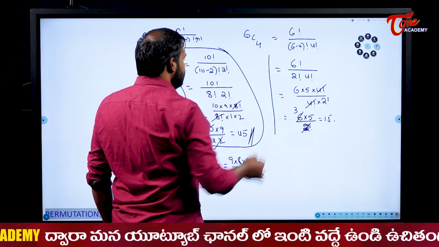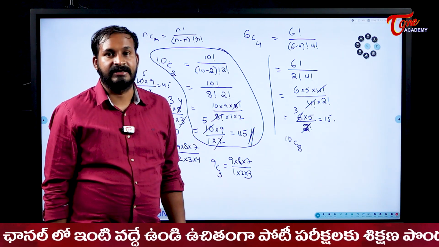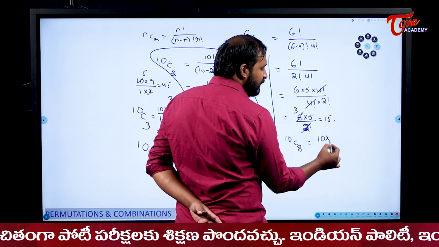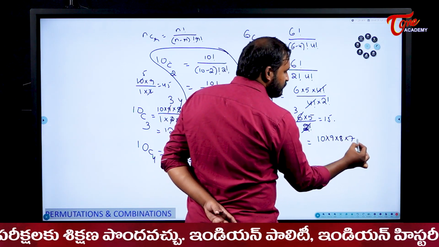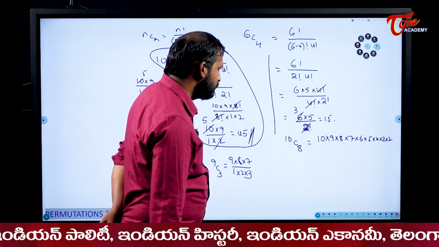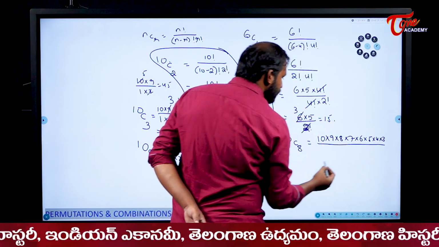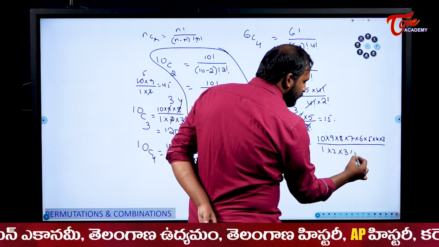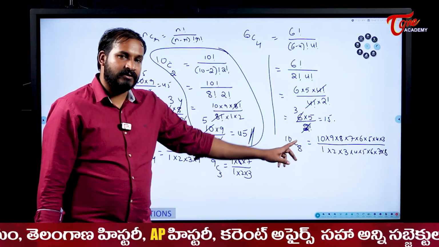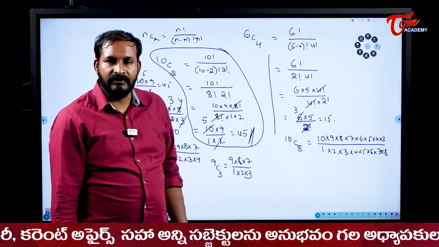Now please see here, sir, if I want to find 10C8, what can it become? According to your logic, I should reduce 10 for 8 times: 10 into 9 into 8 into 7 into 6 into 5 into 4 into 3, by 1 into 2 into 3 into 4 into 5 into 6 into 7 into 8. According to this logic we should do this only. Yes, this is correct, there is nothing wrong in that, but it will waste a lot of time.